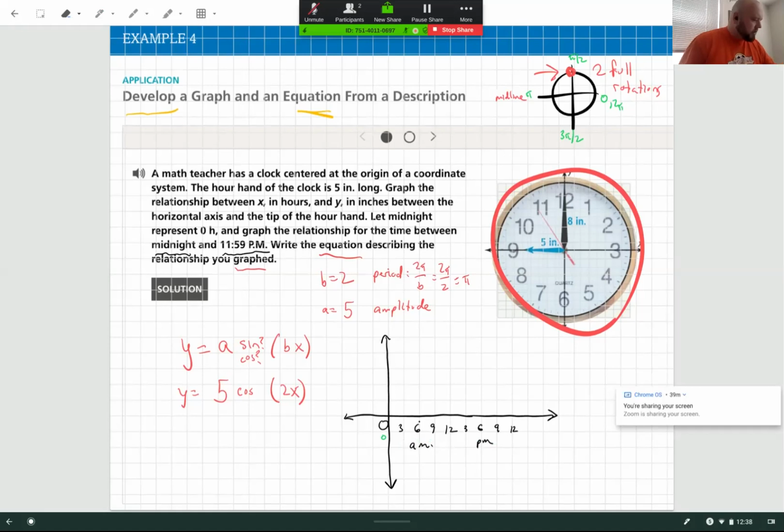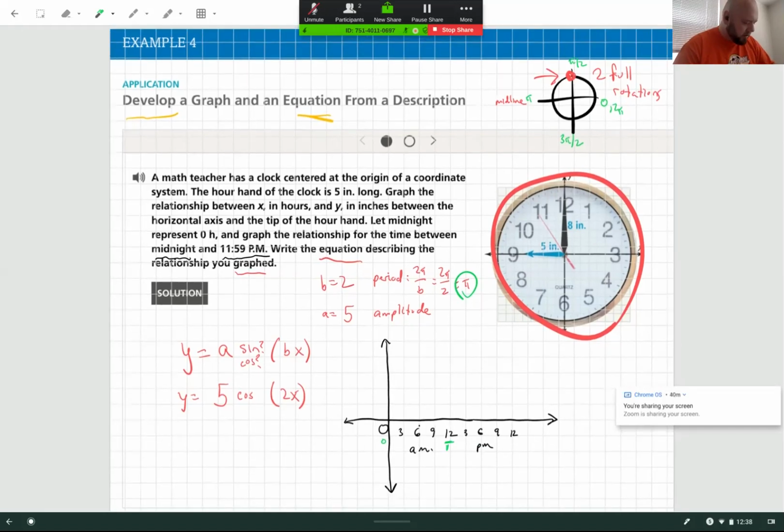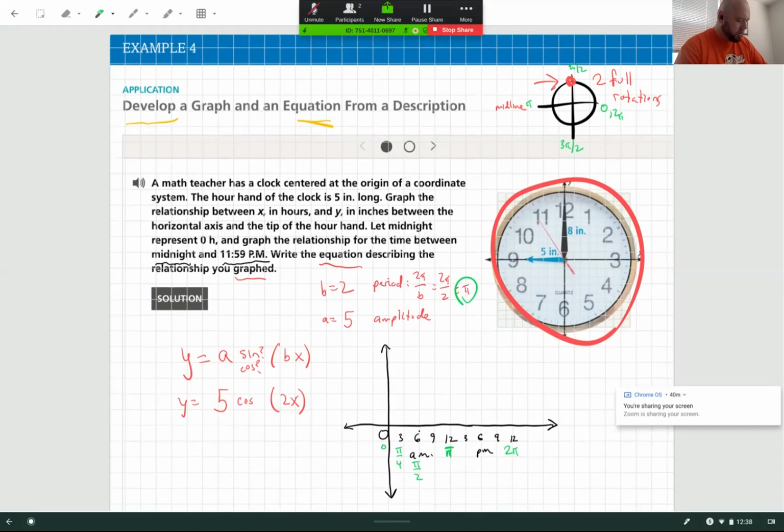Let's refer back to my period on here. If my period is pi, I know I'm going to make one full rotation in pi. So the first 12-hour period is pi units. The second 12-hour period is another pi unit, so it takes me to 2 pi. 6 p.m. will be half of like 12 p.m. So half of pi, this will be pi over 2. Half of pi over 2 is pi over 4. And then 9 is 3 pi over 4.